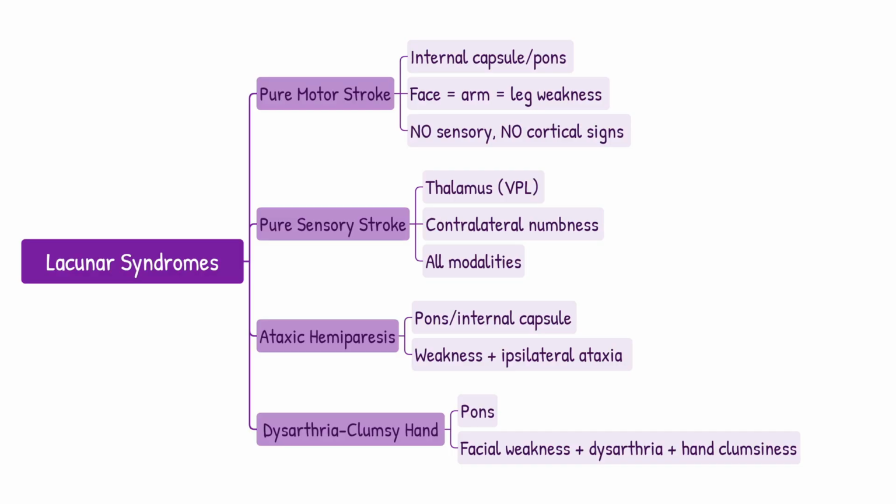Pure sensory stroke is of the thalamus, specifically the VPL nucleus. You get contralateral numbness affecting all sensory modalities. We see ataxic hemiparesis when pons or internal capsule is affected. This presents with weakness plus ipsilateral ataxia. Dysarthria clumsy hand, again in the pons. This presents with facial weakness, dysarthria, and hand clumsiness.